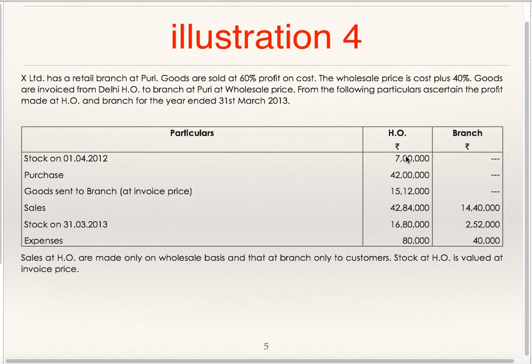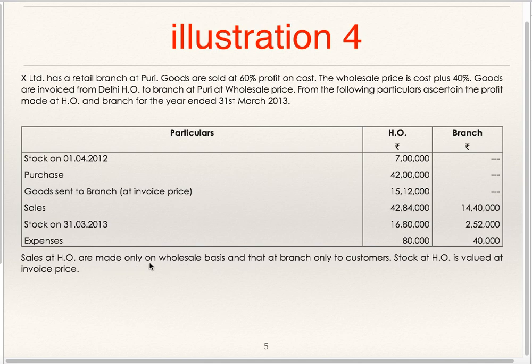Two columns, head office and branch. Opening stock at head office 7 lakhs, branch is nil. In the columnar trading account we will prepare two opening stock columns, head office and branch, which is nil. Two purchases, head office and branch purchases are nil. Goods sent to branch at invoice price will be credited in trading account head office column, but the same will be debited in trading account branch column. Sales, trading account credit, respective columns. Closing stock, trading account credit, respective columns. Expenses, profit and loss account debit, respective columns, head office and branch.